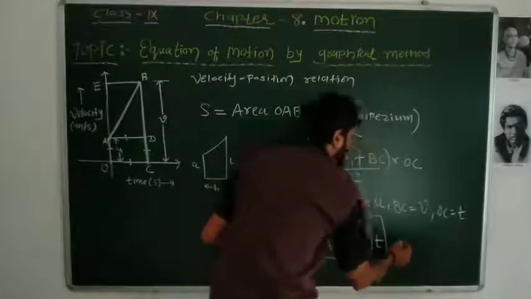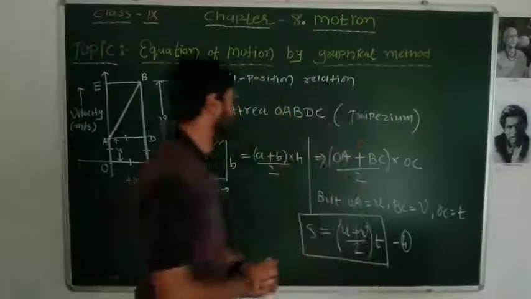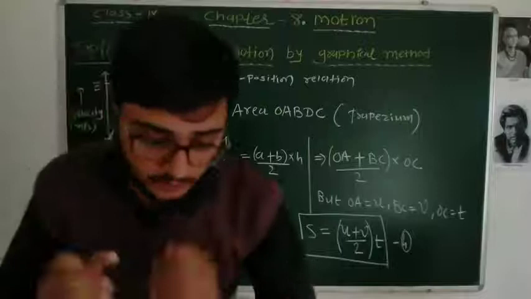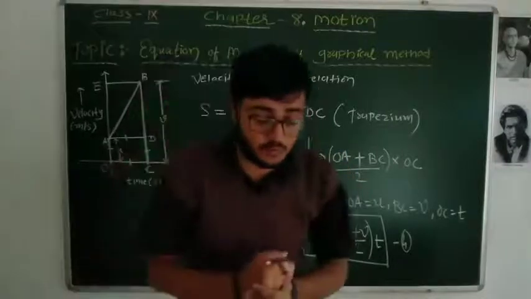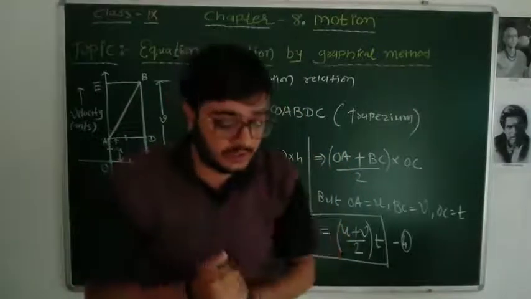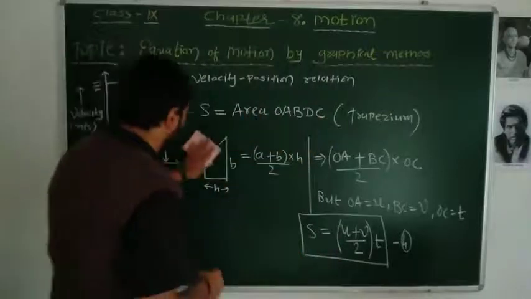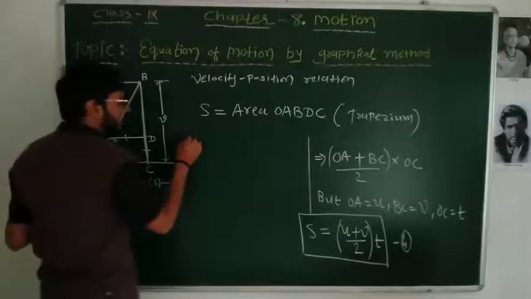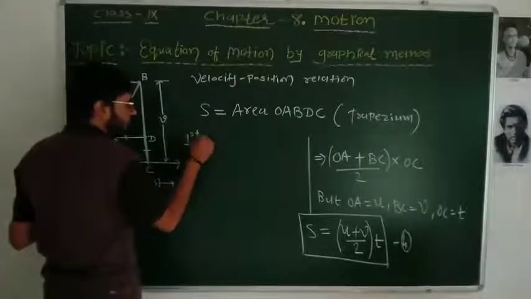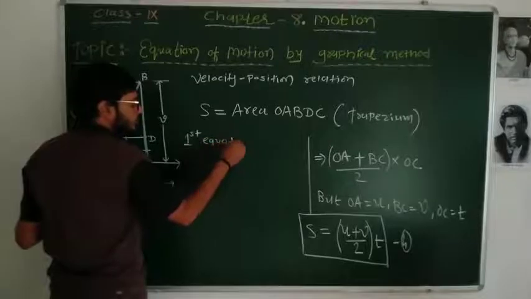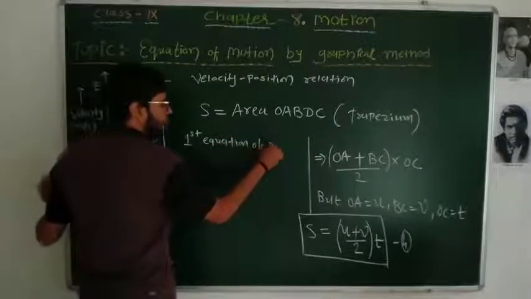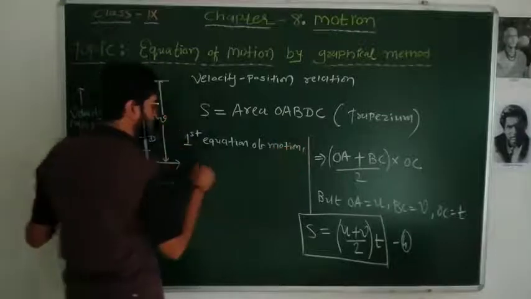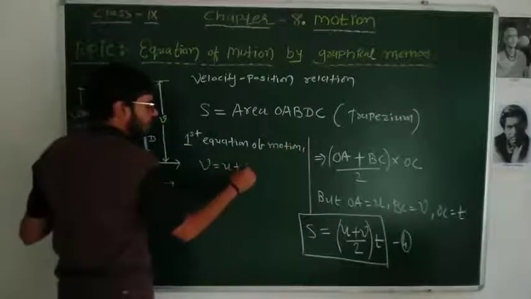This is equation number 4. Please write down these things. Now we know that from the first equation of motion, that is v equals u plus at. So here we can write, from the first equation of motion, v is equal to u plus at.